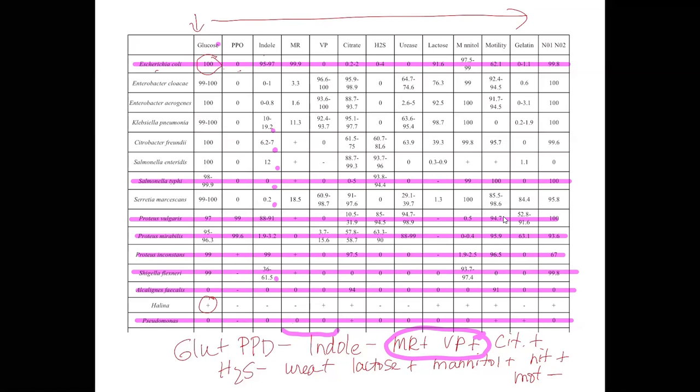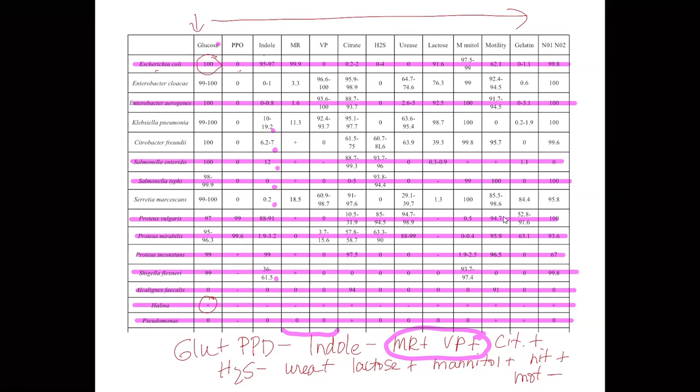Okay, now H2S, it says that it's negative. So I want to cross out the ones that are positive for this. So that one, hang on to those for right now. Okay, urease is positive. So let's cross out this one because it's really low. And we're going to get rid of this one because it's negative.